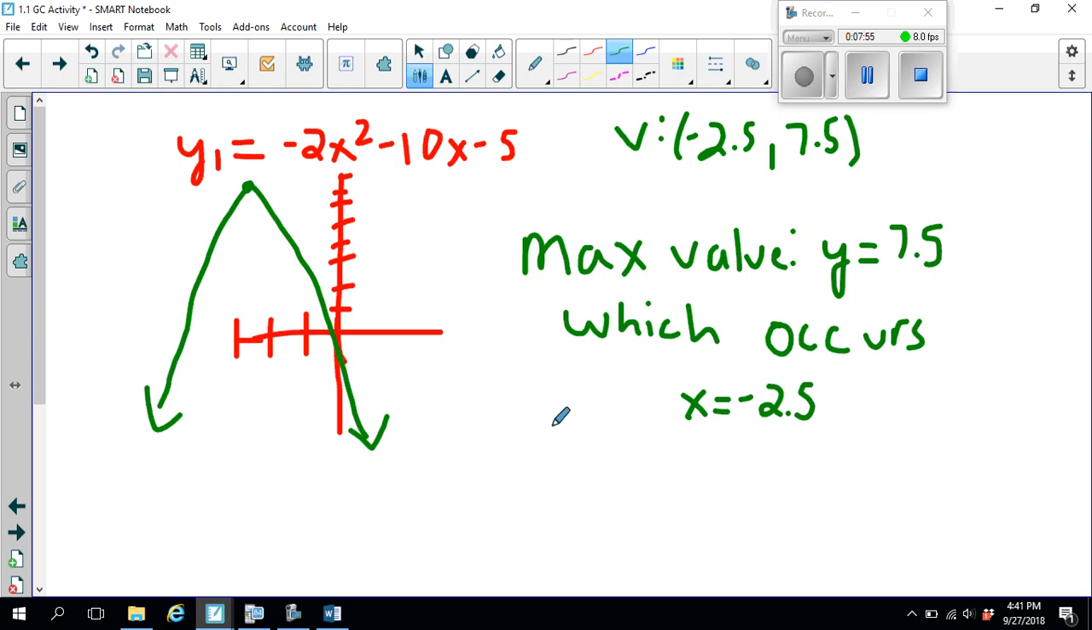So whenever you're using your graphing calculator to show work to find the vertex or your maximum or your minimum, which we're going to do next, you need to show your y1, a sketch, and then basically your max value. Okay, let's go ahead and try another one.